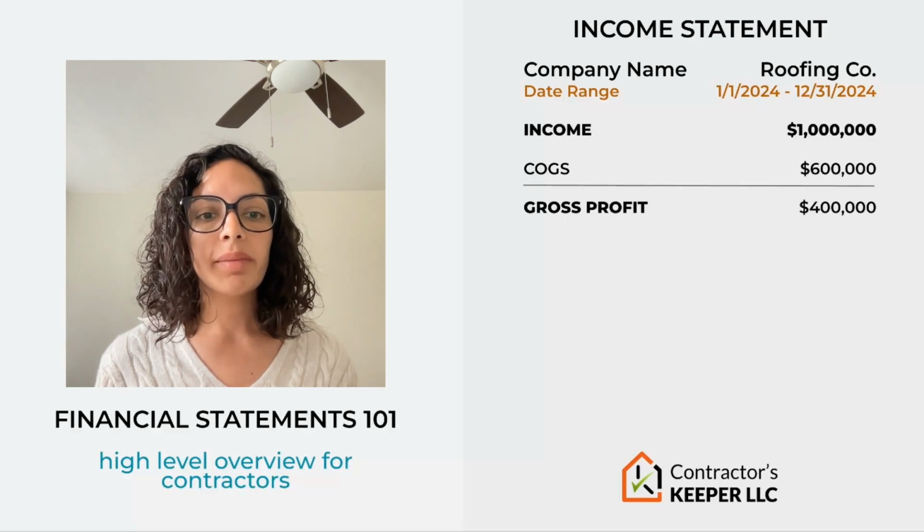Now, your income minus your COGS equals your gross profit. So in this case, this company had income of $1 million, cost of goods sold of $600,000, which leaves them a gross profit of $400,000.